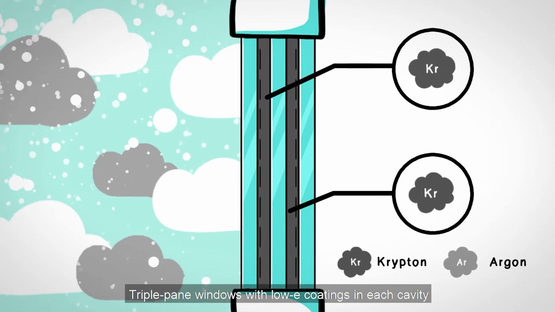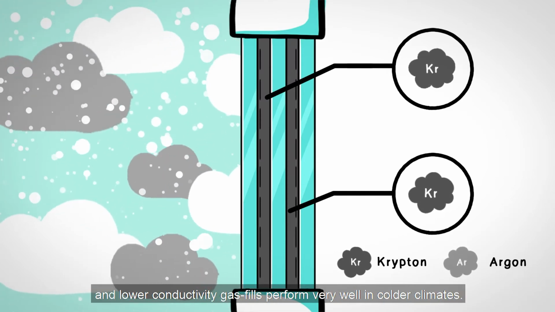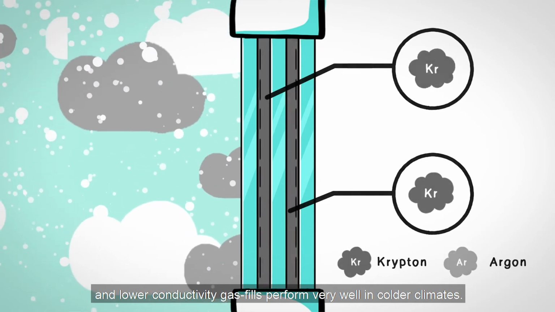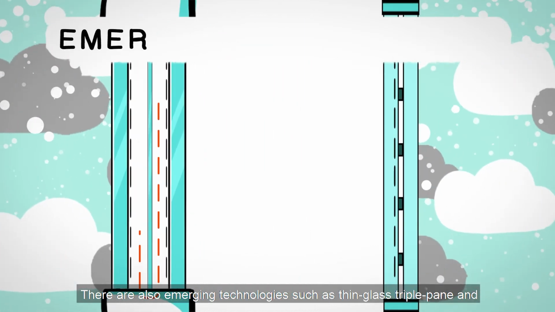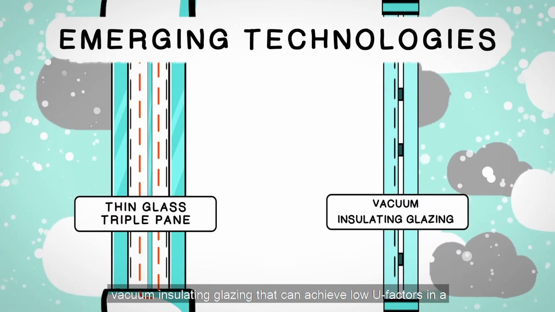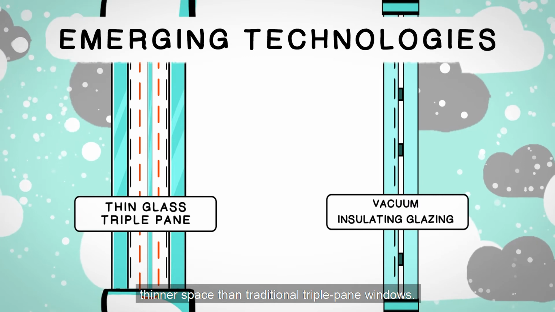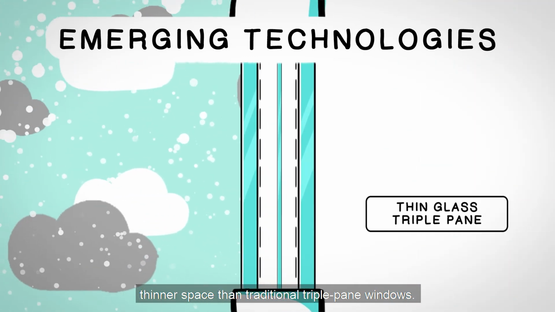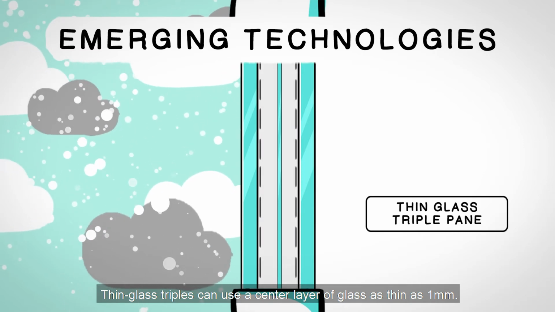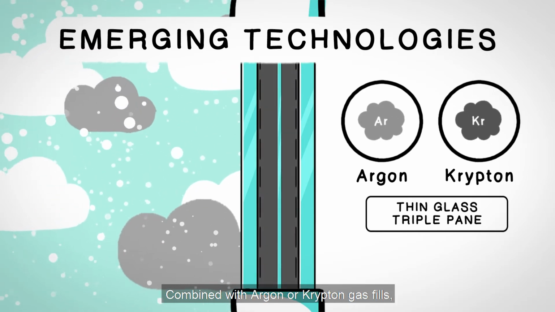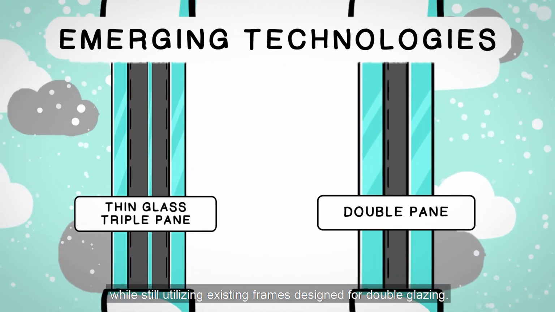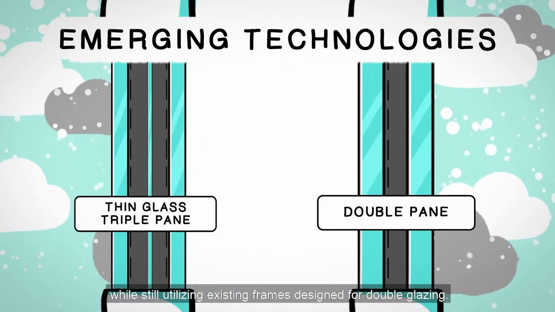Triple pane windows with low E coatings in each cavity and lower conductivity gas fills perform very well in colder climates. There are also emerging technologies such as thin glass triple pane and vacuum insulating glazing that can achieve low U factors in a thinner space than traditional triple pane windows. Thin glass triples can use a center layer of glass as thin as 1 millimeter. Combined with argon or krypton gas fills, thin glass triples can achieve much lower U factors than double pane while still utilizing the existing frames designed for double glazing.